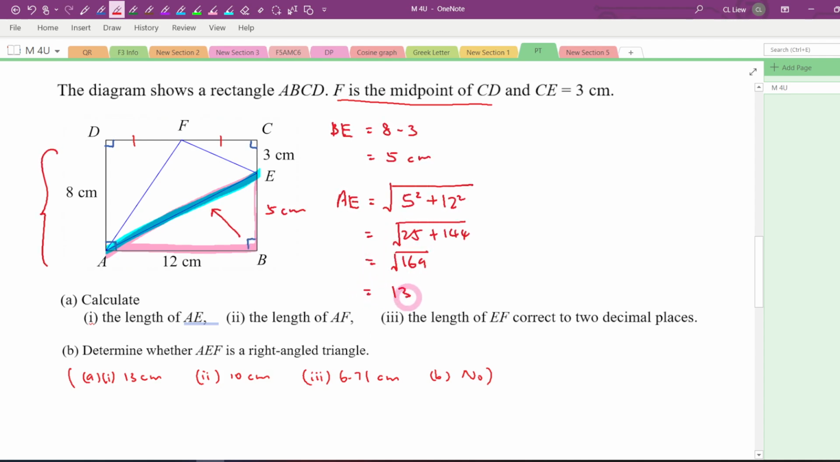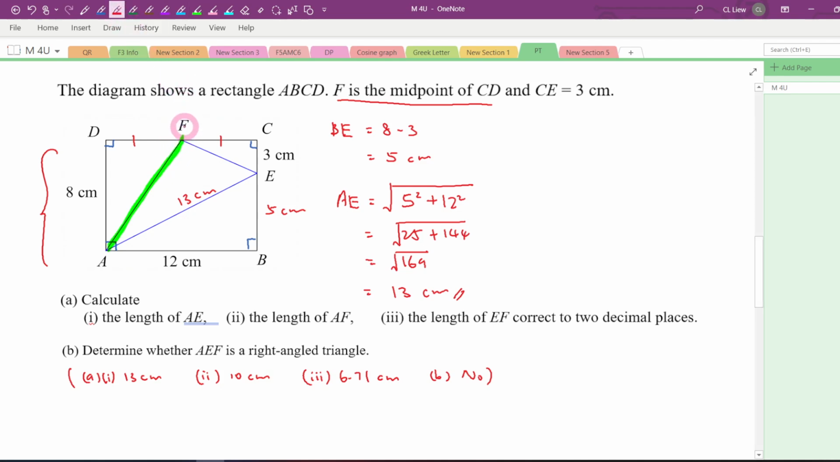Okay, which is equal to 13 centimeter. Label the answer that we got onto the diagram, so maybe we need to use it for the next part. Now let's look at the second part, the length of AF. Okay, we want the length here, AF.